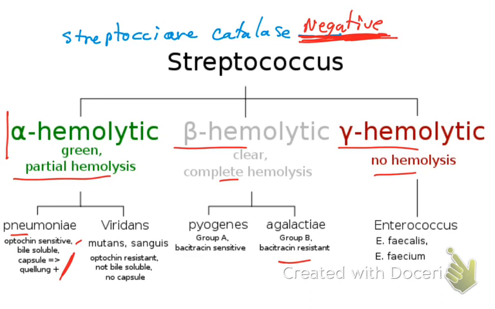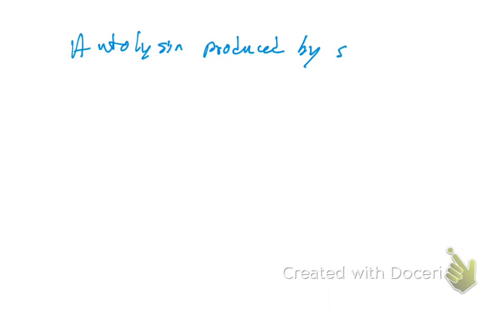Now, Streptococcus pneumoniae and viridans are those that we mentioned already. Autolysin produced by Streptococcus pneumoniae is activated by bile. So let's talk a little bit more. What is activated by bile? The autolysin produced by Streptococcus pneumoniae. That means that Streptococcus pneumoniae produces this autolysin, and it is activated by bile.